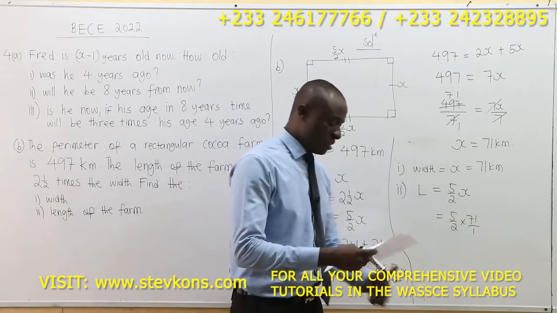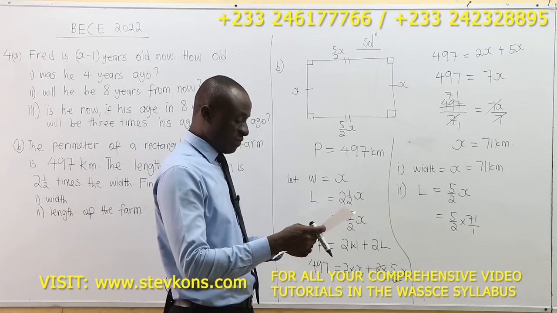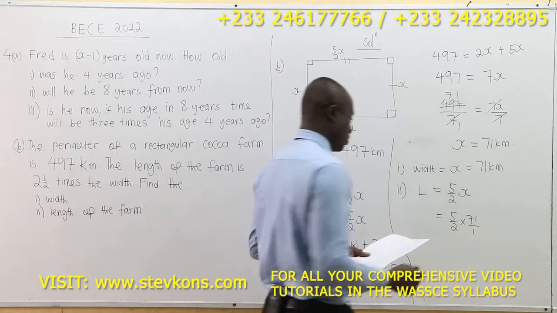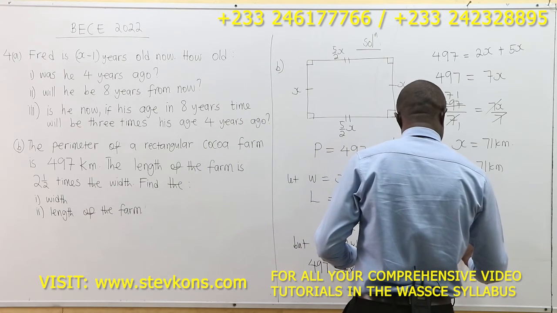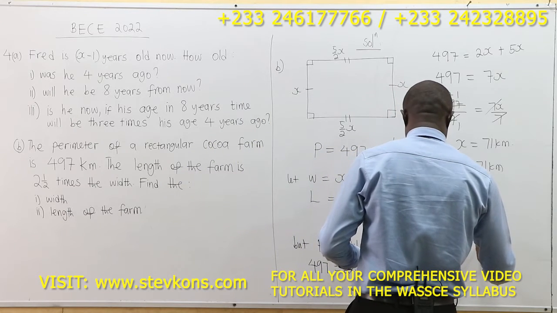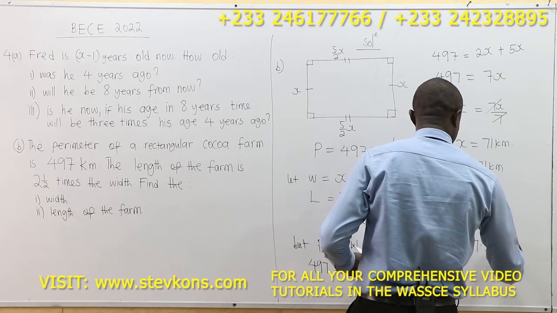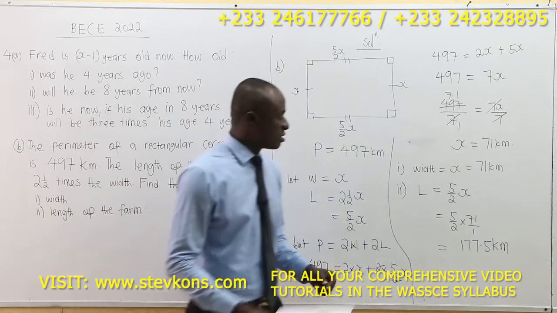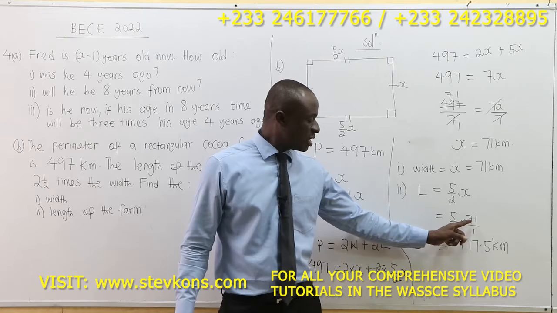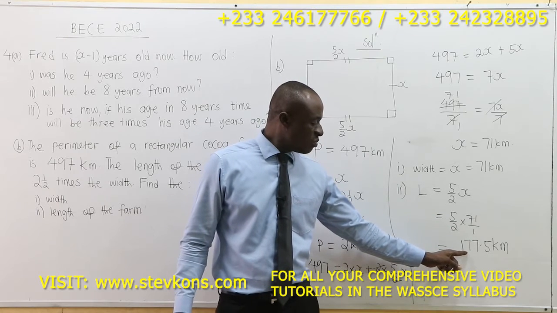Now, what is 5 times 71 over 2? And clearly, this is giving us 177.5 kilometers. Yes. So 5 over 2 times 71, that is 177.5 kilometers.